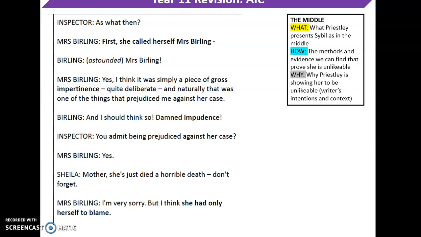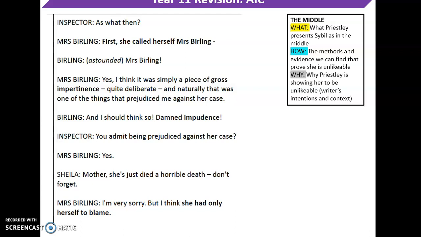So let's have a look at Sybil in action. Let's read through this short section from the middle of the play in which Mrs Birling, faced with what she has done, reacts and gives us an insight into what she is like as a character.